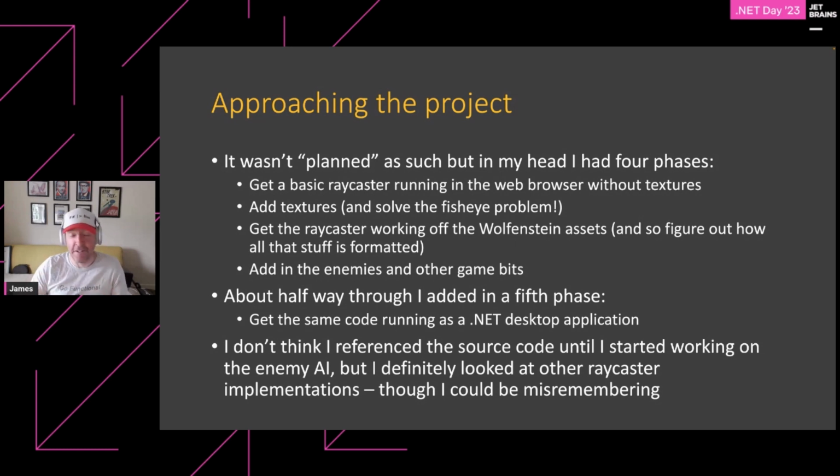I didn't plan it as such. I didn't sit there and think, this is how I'm going to build this thing, which is probably a bit silly. But I thought, I'll get a plain view of a Raycaster working without textures. I'll add some textures and see if I can figure out what went wrong last time I did it. Then I'll get the Wolfenstein graphics and maps loading, and hopefully they just drop into my Raycaster, and then I'll add the enemies and the AI and things like that. That worked quite well.